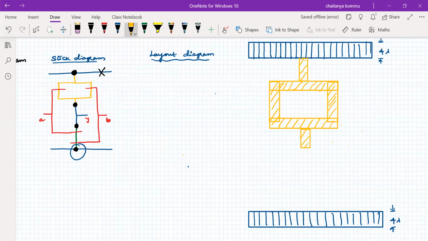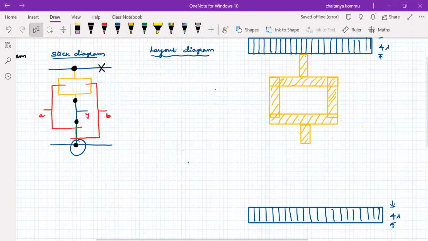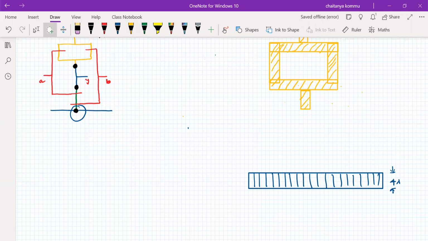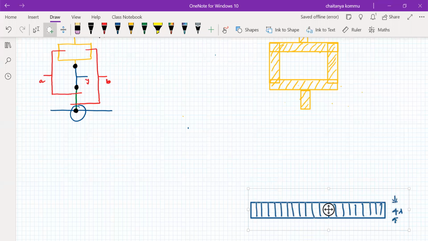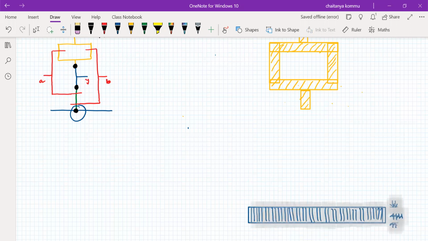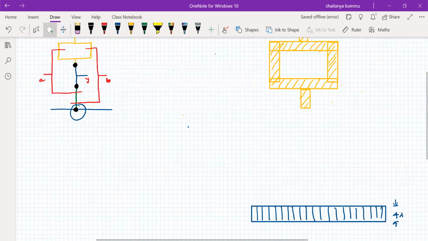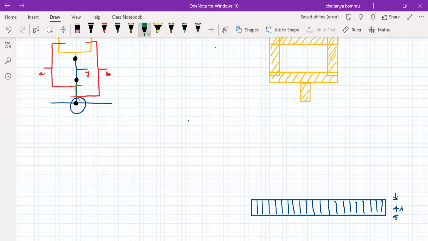Now what I have to do, I think I had better move this somewhat lower. Whenever you're trying to draw these layouts, you should have some kind of estimation, because we have to follow the design rules. Now I'm going to use the diffusion line. Another shape also I am going to consider. This is the diffusion line.